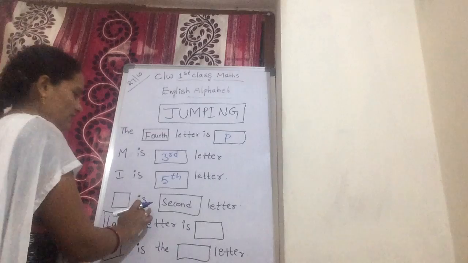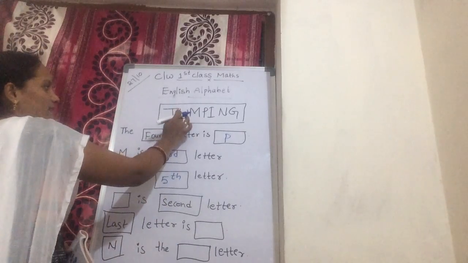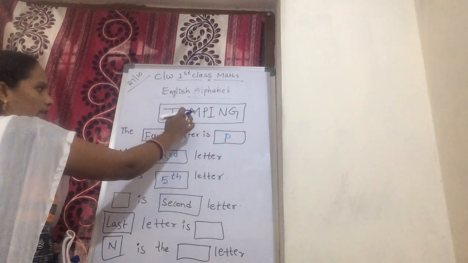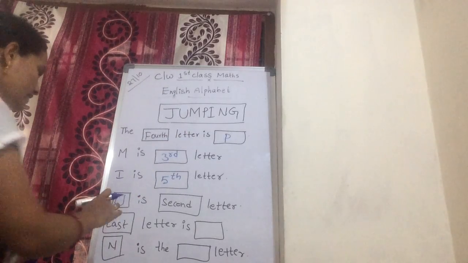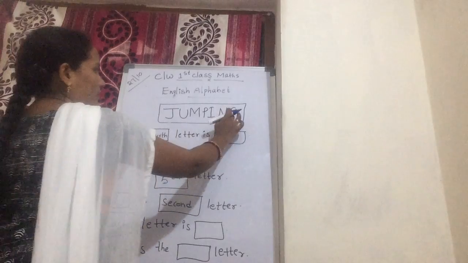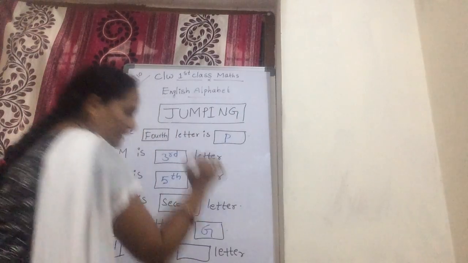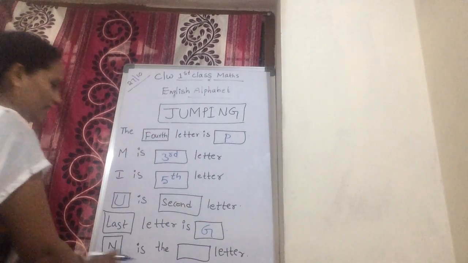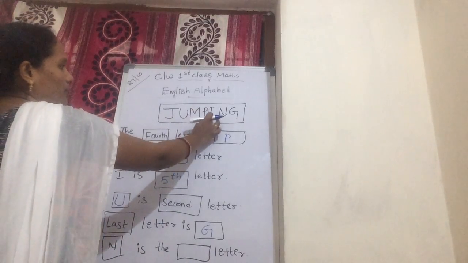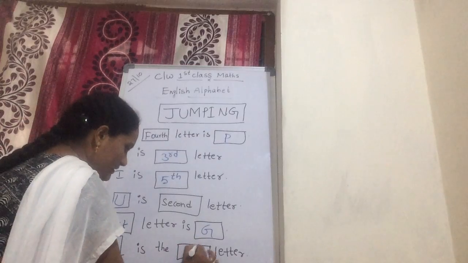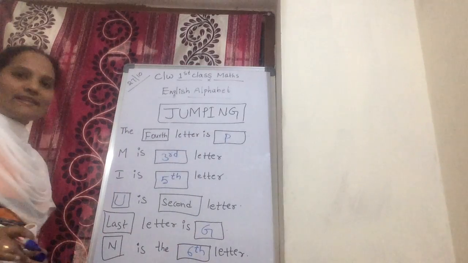Now next, dash is the second letter. Which one is the second letter? J is the first letter, U is the second letter. You should fill U. Now next, the last letter is, what is the last letter, Amma? G. You should write a G here. Now next, N is the dash letter. First, second, third, fourth, fifth, sixth. N is the sixth letter.